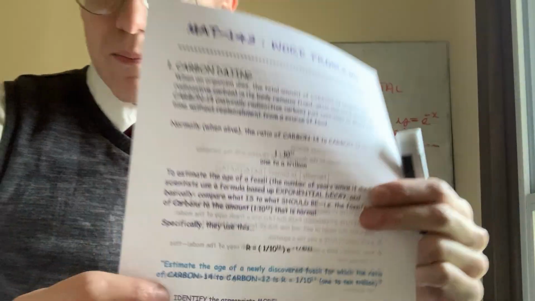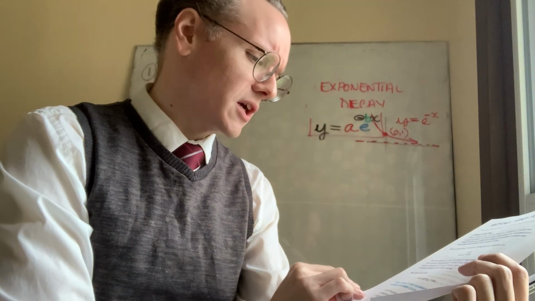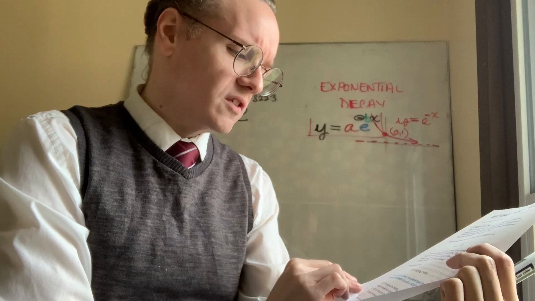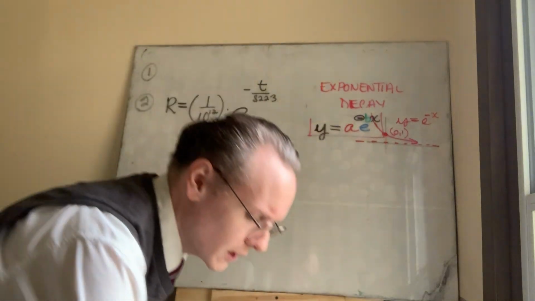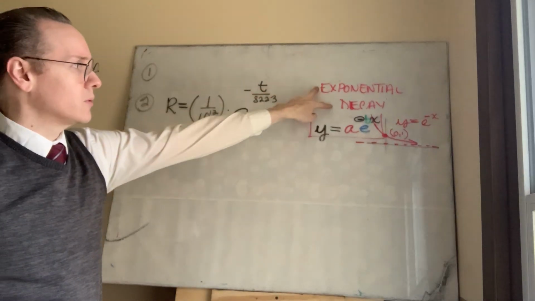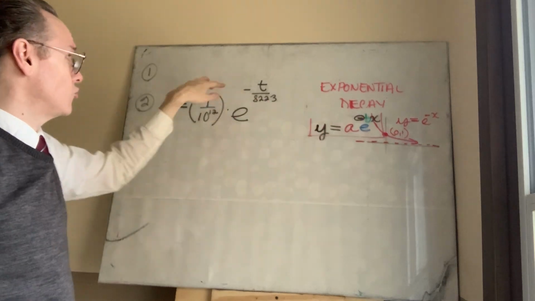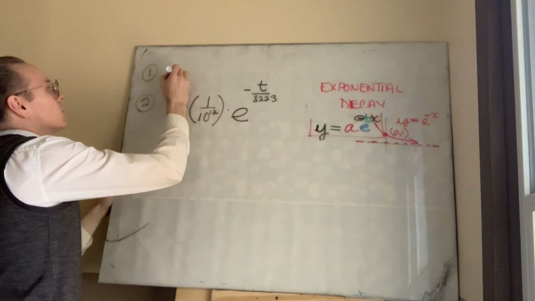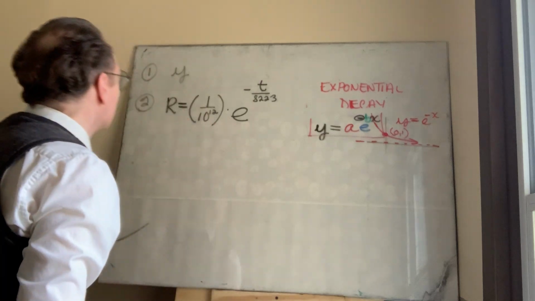If you were just reading this amount in blue here: estimate the age of a newly discovered fossil for which the ratio of carbon-14 to carbon-12 is 1 to 10 trillion. Identify the appropriate model. If you're talking about radioactive substances, the model that would be pertinent would be exponential decay. I'm going to write this directly above the formula that is actually given, in the same colors.